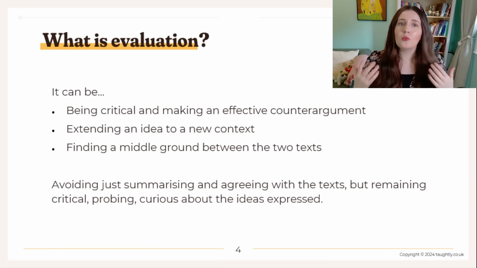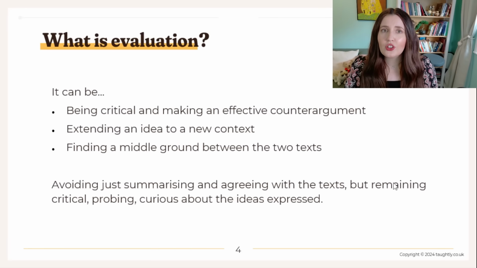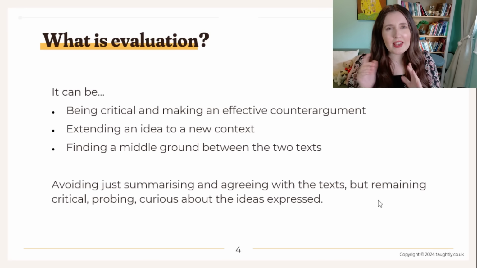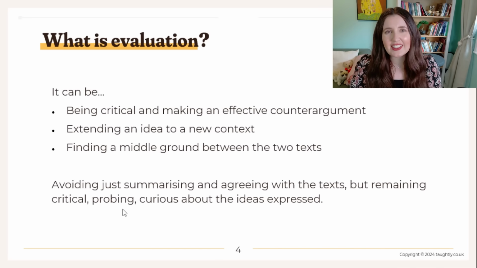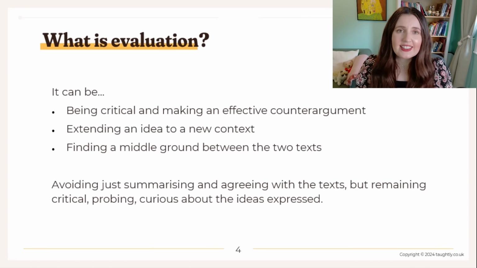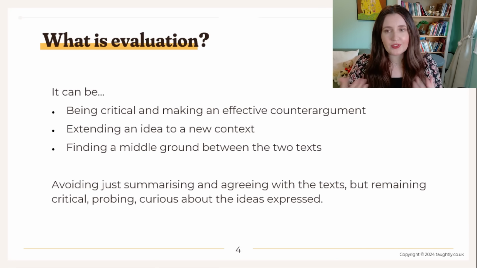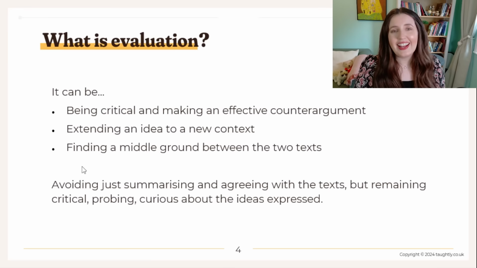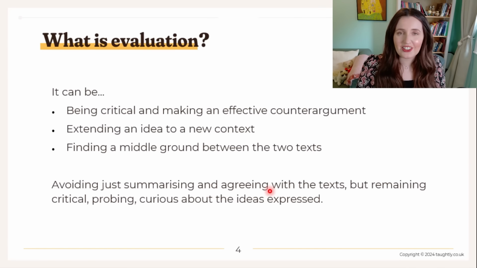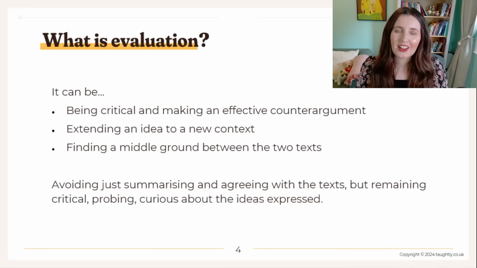So evaluation isn't one single thing. It's basically you looking at these texts with a critical mind and being curious. You are probing at them, poking, and thinking, is it a good idea? Is it a bad idea? Could we extend this idea to another area? Is this issue simply black and white, or is there a middle ground and a compromise that we can reach? So anything that is unsaid in these 3 areas tends to be evaluation. In general, you want to avoid that summarising and agreeing with the texts. If you just summarise and say, yes, good point, that's never evaluation.